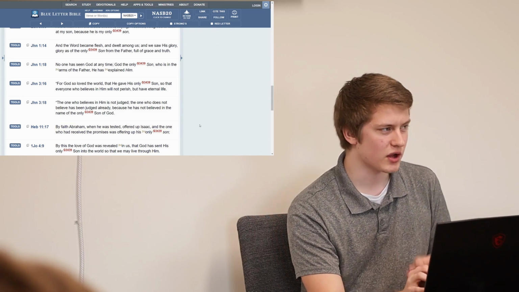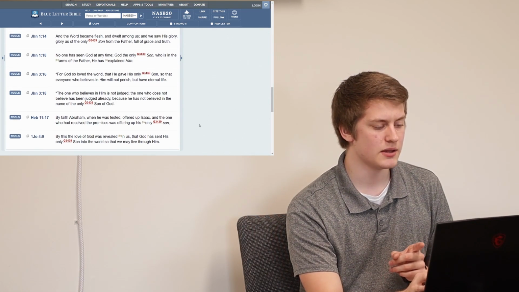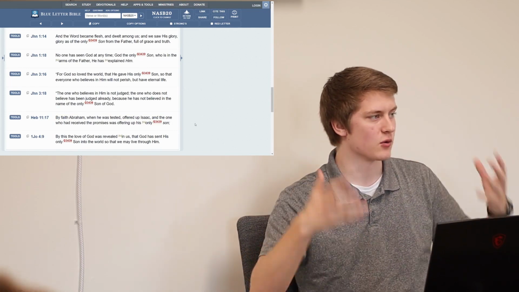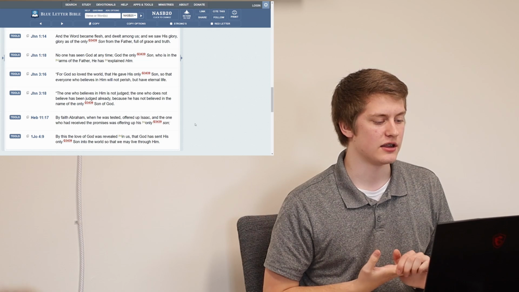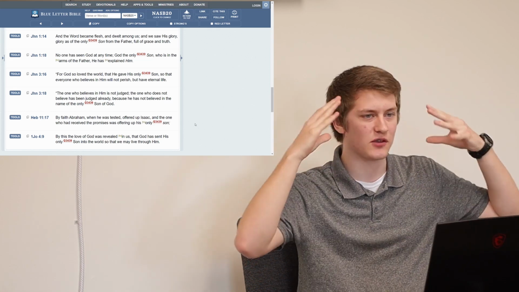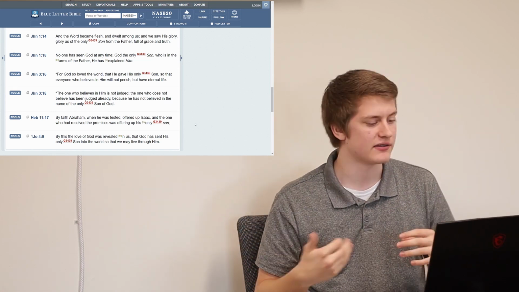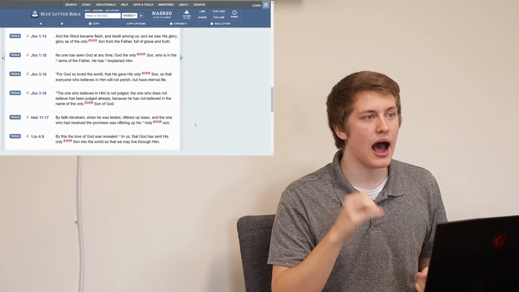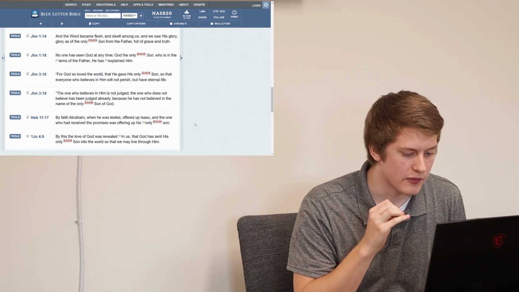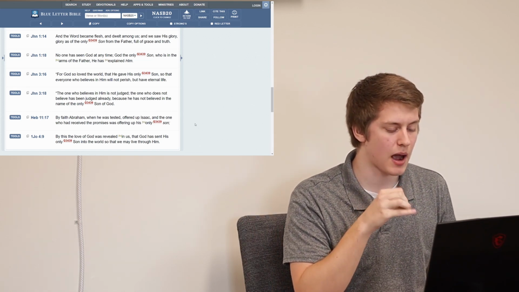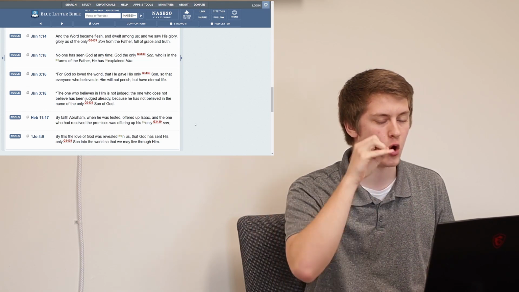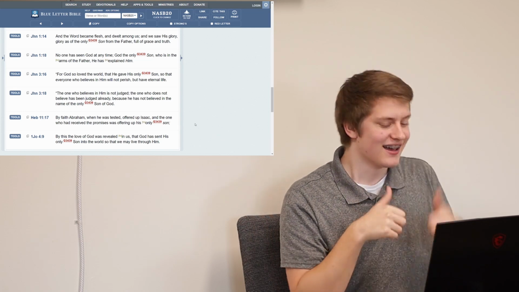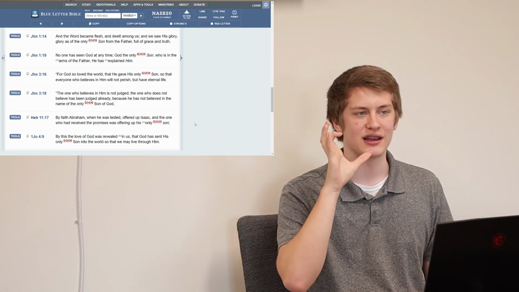This is actually one that I really want to focus in on, Hebrews 11:17, where it's talking about the list of heroes in the Bible. All these headings were beginning with by faith, so-and-so did this. And it's by faith, Abraham, when he was tested, offered up Isaac. And the one who had received the promises was offering up his only son. So this idea of monogenes is being referred to Isaac here.